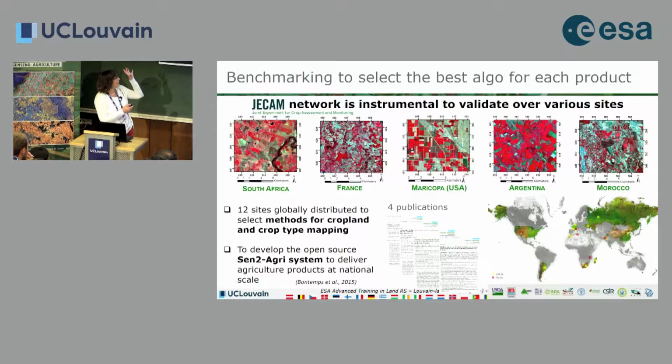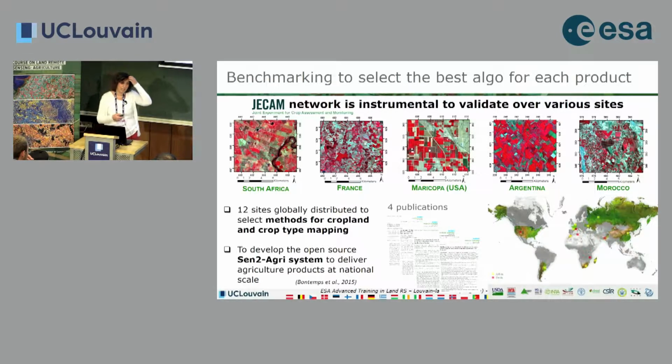So the algorithms were selected by a benchmarking. For each of the 4 products, we have tested in each site between 3 and 5 different algorithms. And we have selected the algorithm that performed best over the 12 sites. So we did not select the algorithm that gives the maximum accuracy over one site. We took the algorithm that had the best performance for all the sites, because we wanted Sen2Agri to be operational in a variety of agriculture practices. So this is something that needs to be known.